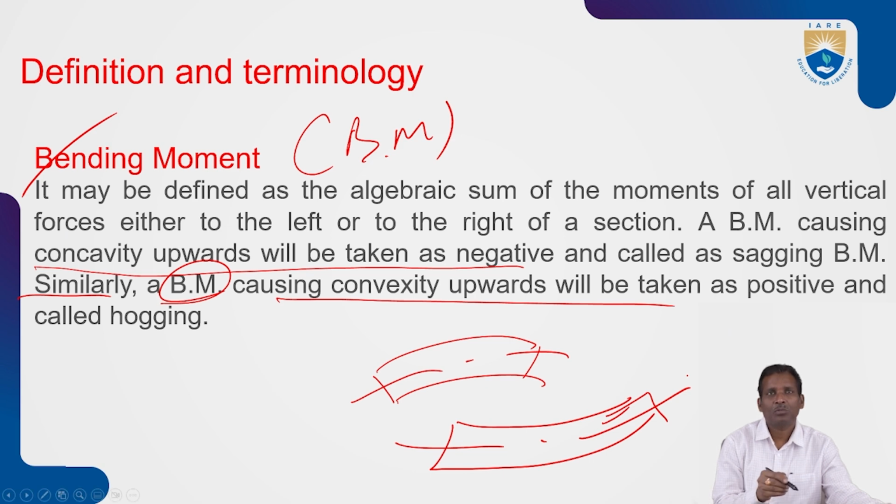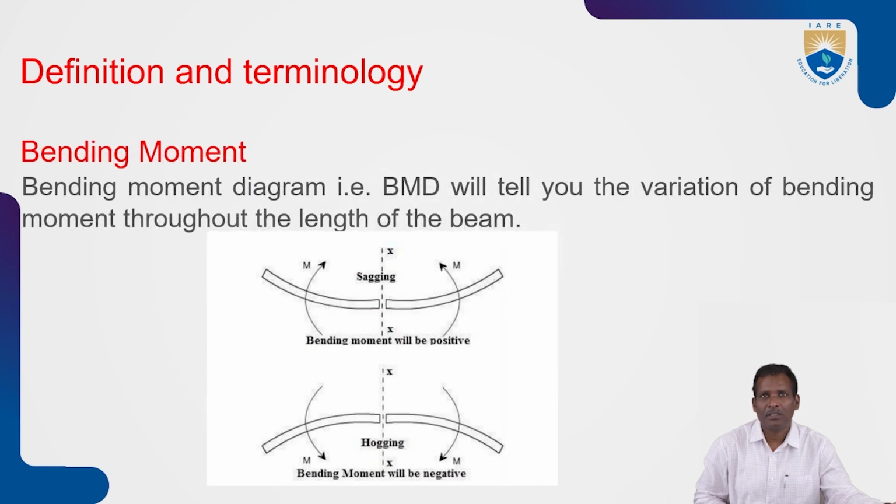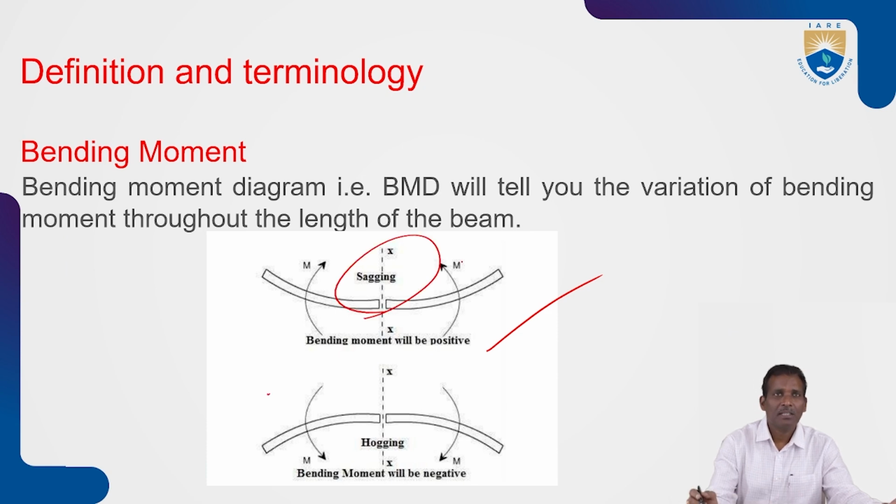So these two bending moments are very important in shear force and bending moment diagrams. So convexity upwards will be taken as positive and negative is hogging, as shown in this diagram. The bending moment will be positive in the sagging case, and in hogging the bending moment will be negative. So we'll tell you the variation of bending moment throughout the length of the beam. So how it will vary in a given beam.